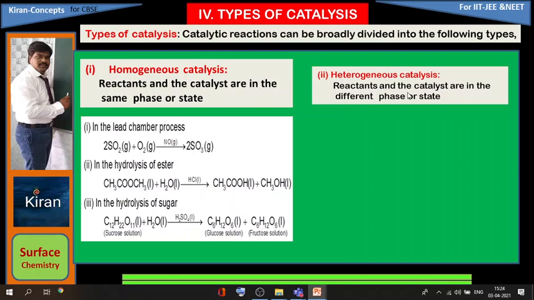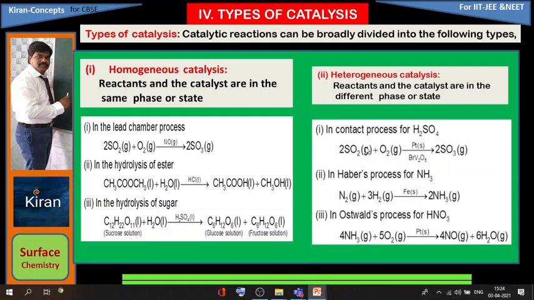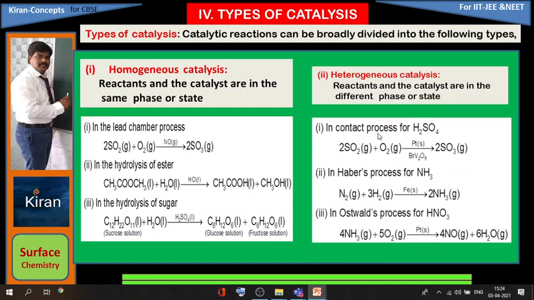Heterogeneous catalysis. Reactants and the catalyst both are existing in different phases. Example, in contact process, here sulfur dioxide and oxygen both are gases, but platinum is solid. Both are existing in different phases. This type of catalysis reaction comes under heterogeneous catalysis.